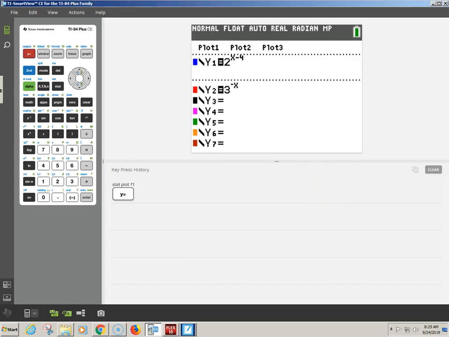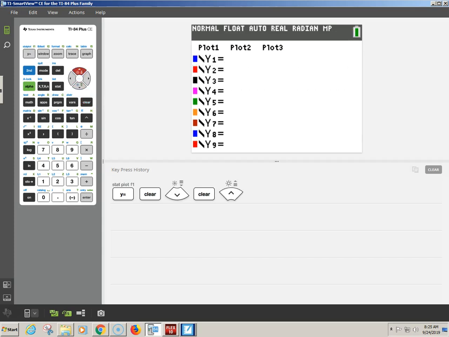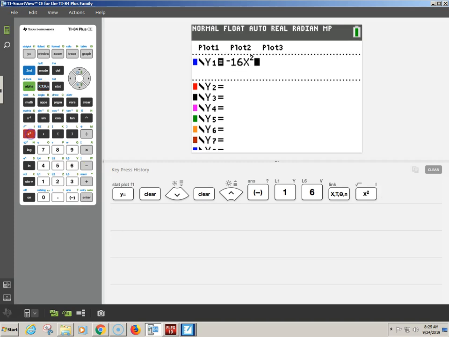So throw this in. Let's get rid of him. I don't know if you guys have them. Get rid of anything you have. Negative 16, we have to use an x because we don't have a t, plus 150.